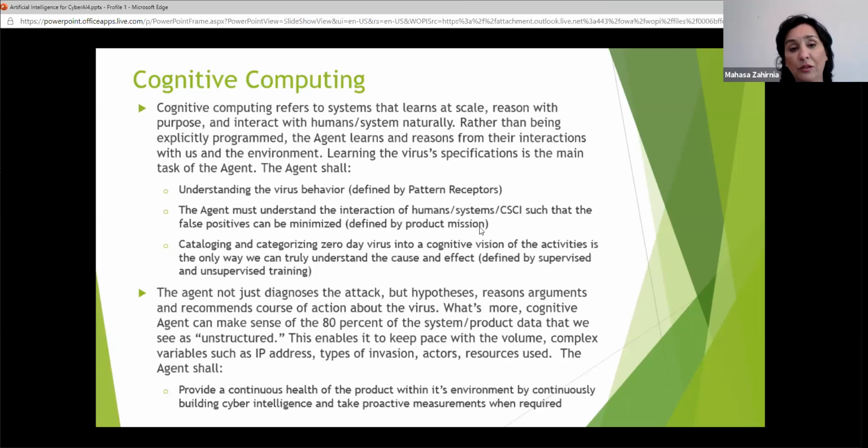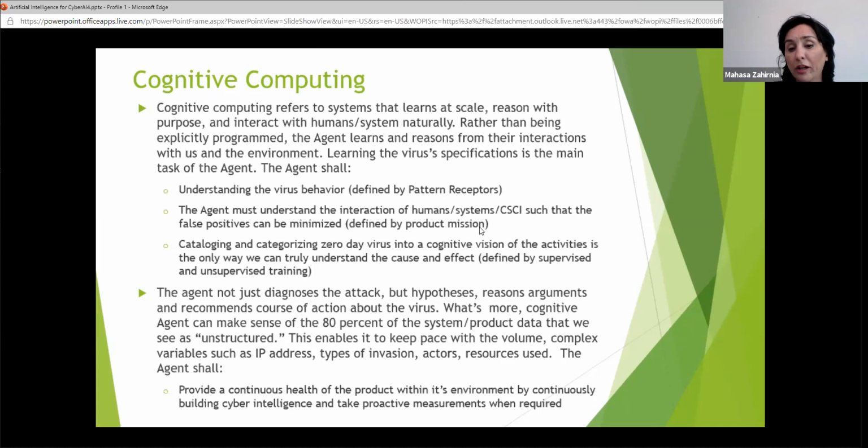Then we also have to, this agent shall also do cataloging, categorizing the zero-day viruses so that we understand what is the true cause and effect of this virus.